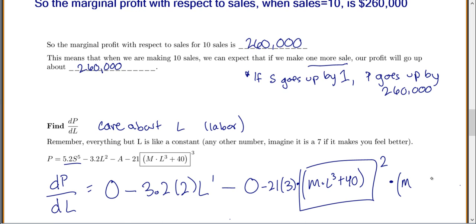That m is just any other constant. It's not a variable we care about, so it's just like a constant. If it was a 7, we would just leave it there, so we just leave it there. You bring down the 3 from the L cubed, L, and write it as the power of 2. Plus the derivative of 40 is 0.